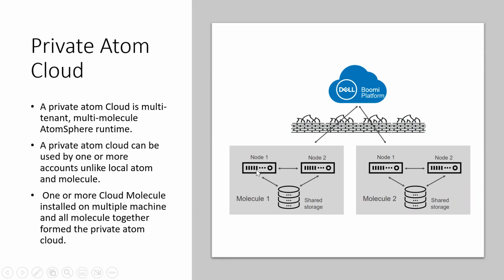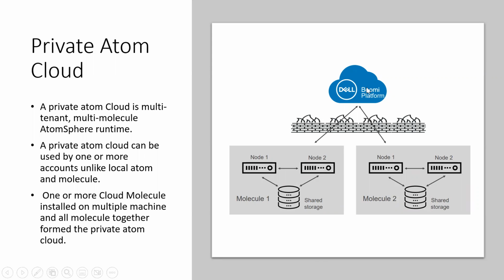A molecule is formed by a group of nodes, whereas a private atom cloud is a group of molecules which form the atom cloud. So you can have molecule 1, molecule 2, molecule 3, basically, and this group of molecules forms a private atom cloud.